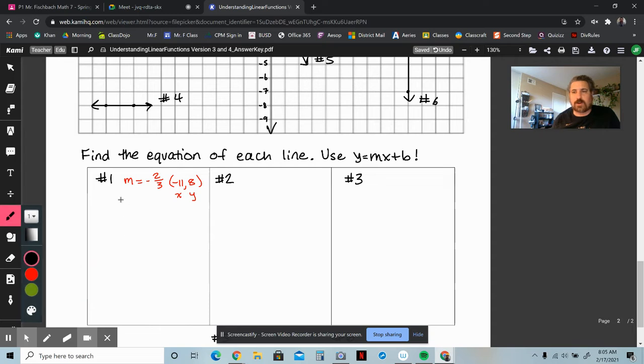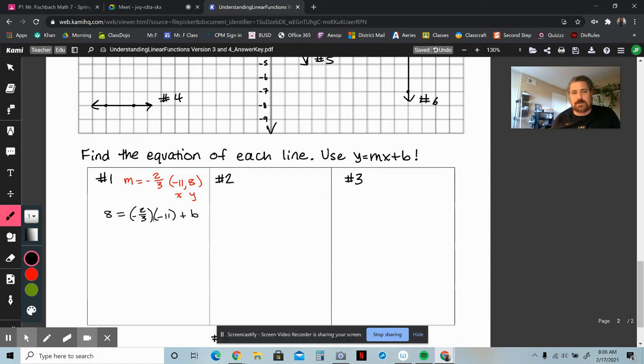So we're just going to plug into y equals mx plus b, right? The m is the slope. The b is the y-intercept where it crosses the y-axis. The x and y are the input and output relationship, of course, the ordered pair. And so now in this situation, we're going to take the y value, 8. We're going to set that equal to the m value, which is -2/3. We're going to times that by the x value, which is -11. And then we're going to add the unknown y-intercept, which is b. We don't know what that is.